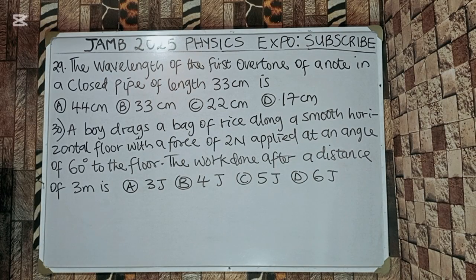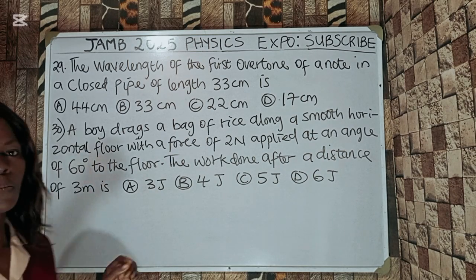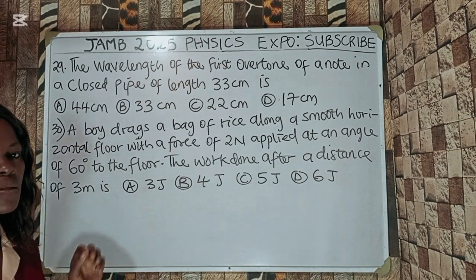Question 29. The wavelength of the first overtone of a note in a closed pipe of length 33 centimeters is what? Option A 44 centimeters, option B 33 centimeters, option C 22 centimeters, and option D 17 centimeters. Now looking at it, what will come to your mind is a closed pipe. A closed pipe is a pipe that is closed at one end. So how do we know the first overtone?